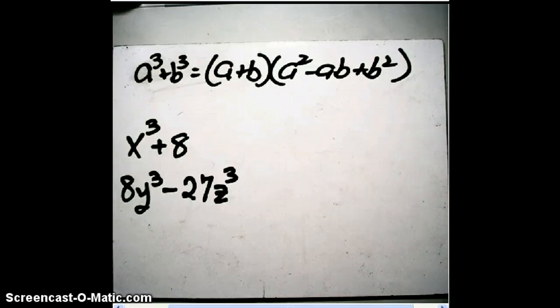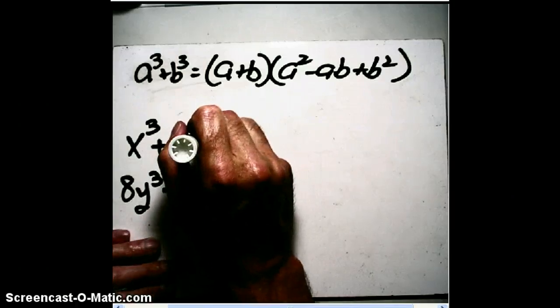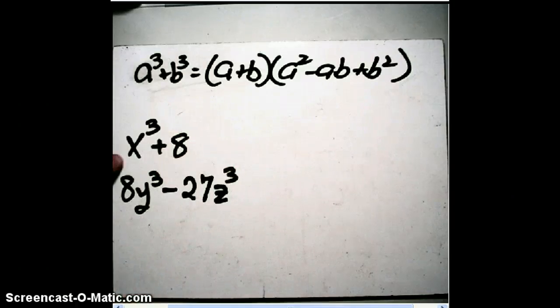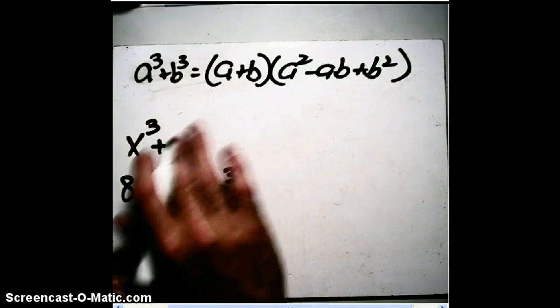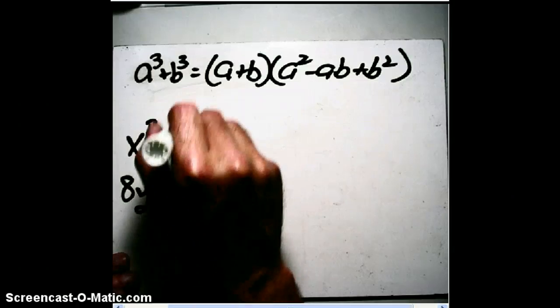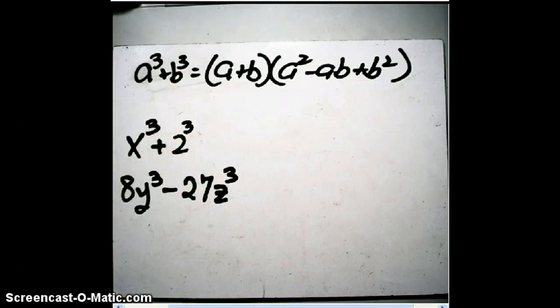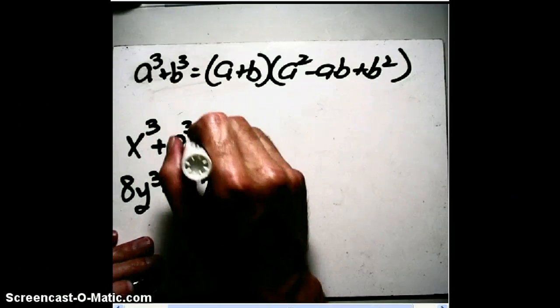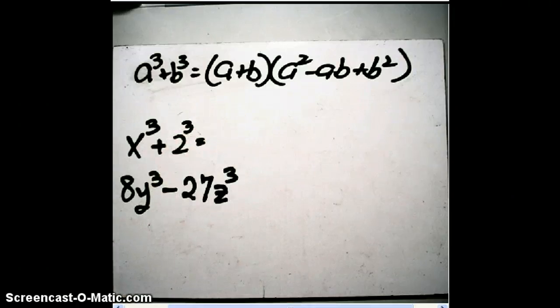Now, this is an example of can you follow me? Let's play follow the leader. First of all, is this a sum of two cubes? Well, that is a cube, but 8? 8 is what cubed? 8 is 2 cubed. And if that is not very clear to you, you need to go back and look at my other videos. So here we go. We're going to follow my example.